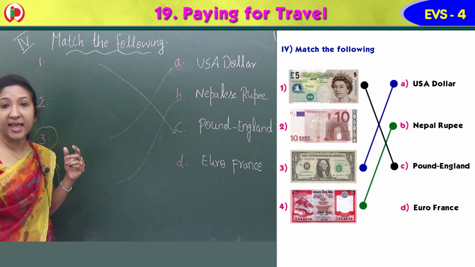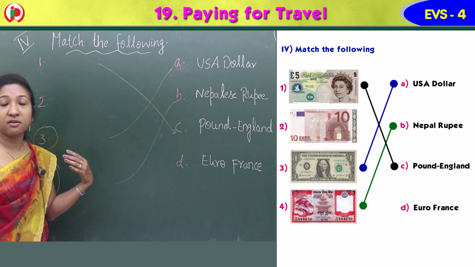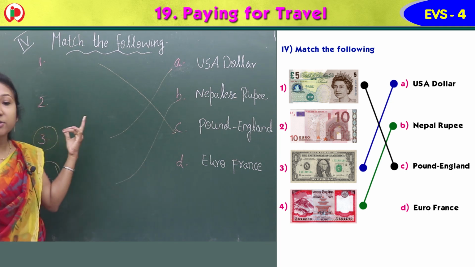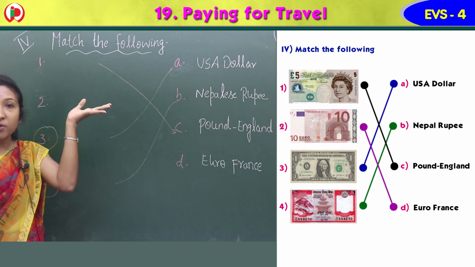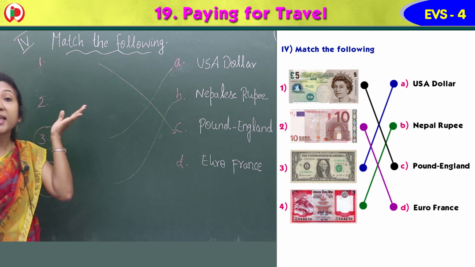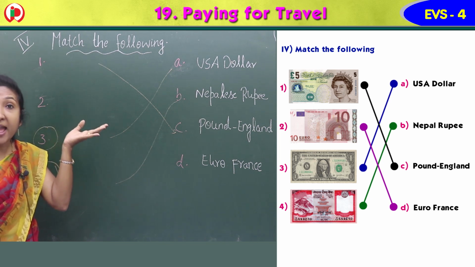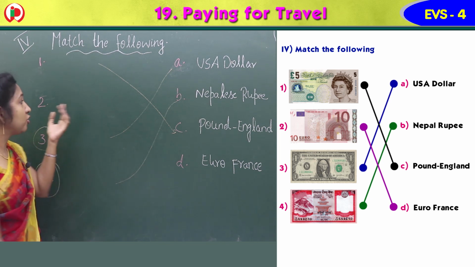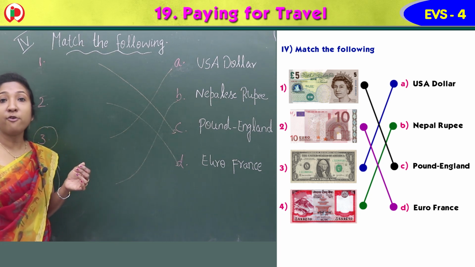Okay, pound England. Now the last one, Euro France. So here which image is left? Yes, the second image is left. You can see the image with number 10 marked on it. So that image, okay, the second image, is the image of the currency of France, euro. So you have to match the second with D. Okay, Euro France.